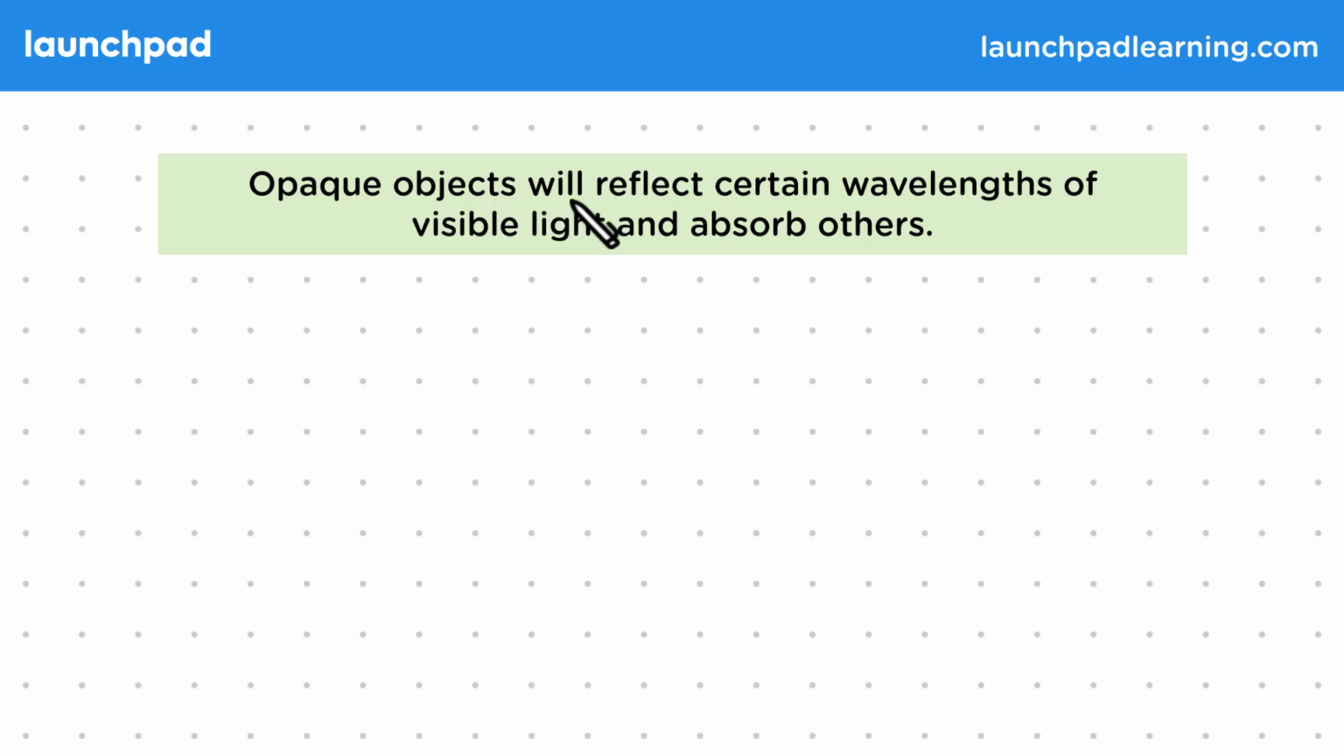Opaque objects will reflect certain wavelengths of visible light and absorb others. Remember that an object is opaque if no visible light transmits through it. Some light is instead reflected and some light is instead absorbed.